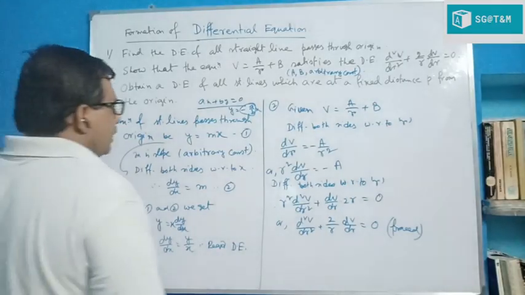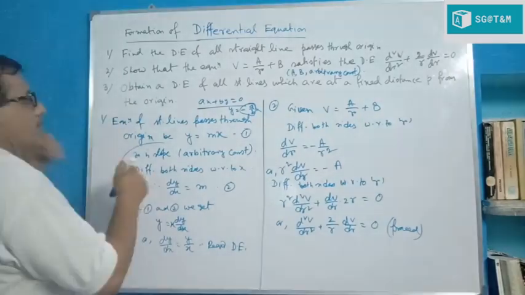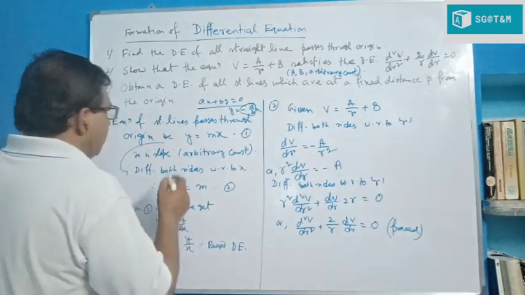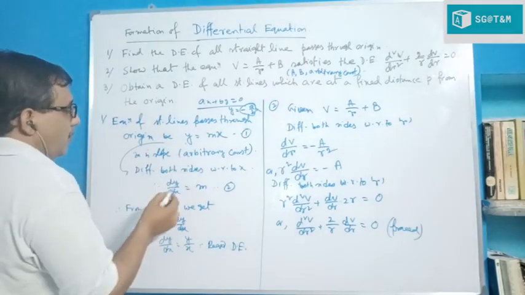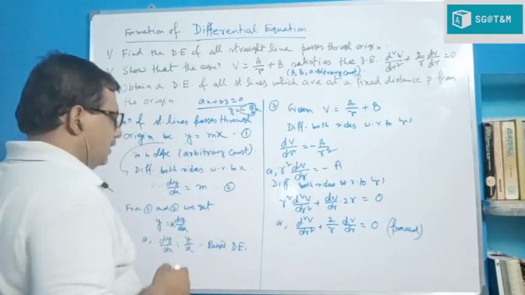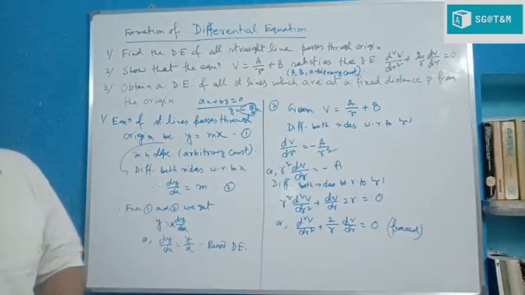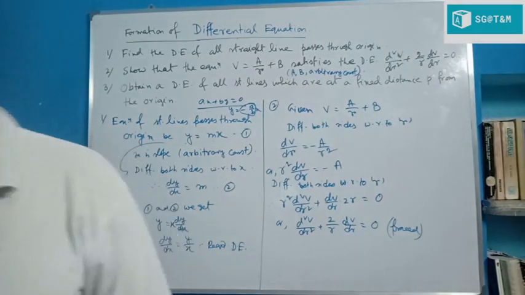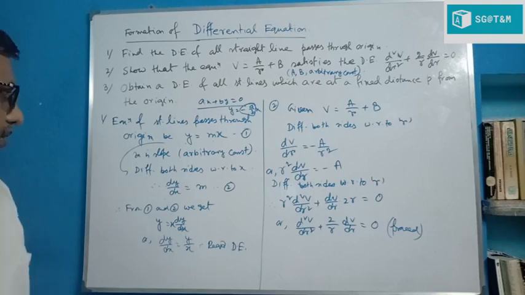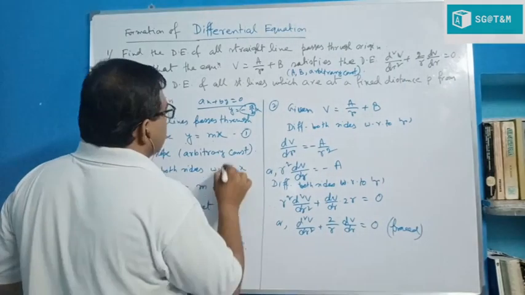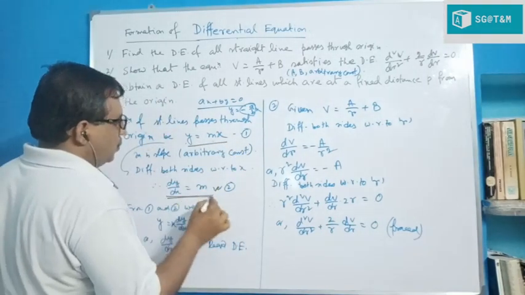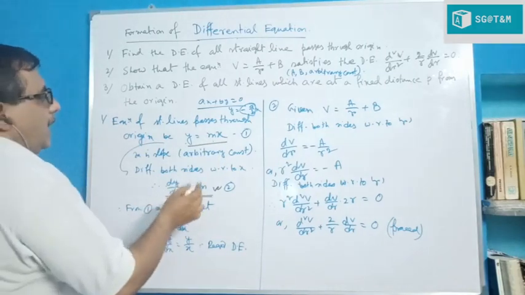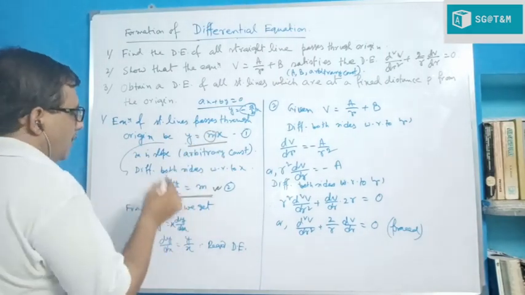So how do we eliminate m here? m is the slope. So differentiating both sides with respect to x, y differentiates to dy/dx, and the differentiation of mx is nothing but m, since the differentiation of x is 1 and m is constant. So m is equal to dy/dx. We have to eliminate m from these two, so instead of m, we can write dy/dx.